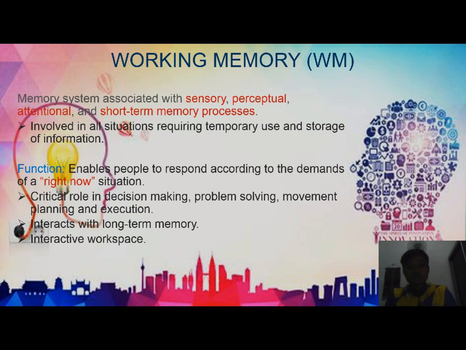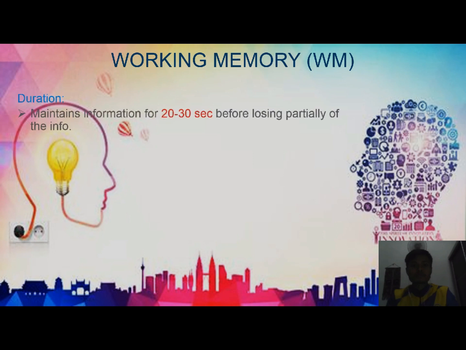For the first one, the function of the working memory: it enables people to respond according to the demands of a right now situation. What is the right now situation? It means the immediate situation for a person to implement something they have to do. The critical role of working memory is in decision making, problem solving, the implementation of movement, and also in education. It also interacts with the long-term memory. The duration of the working memory is about 20 to 30 seconds before it slowly loses part of the information.